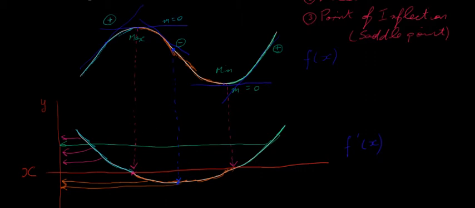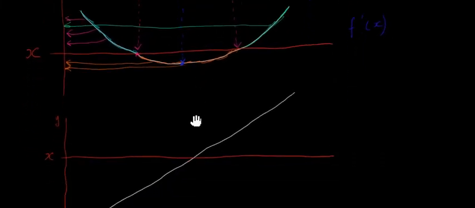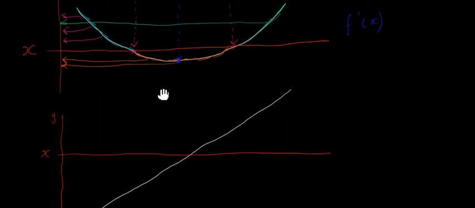So let's continue on then. Now, this function here is our first derivative of our original function. This function here is our second derivative. So this is f double prime x. When you differentiate a quadratic, you get a linear function. This is our linear function here.